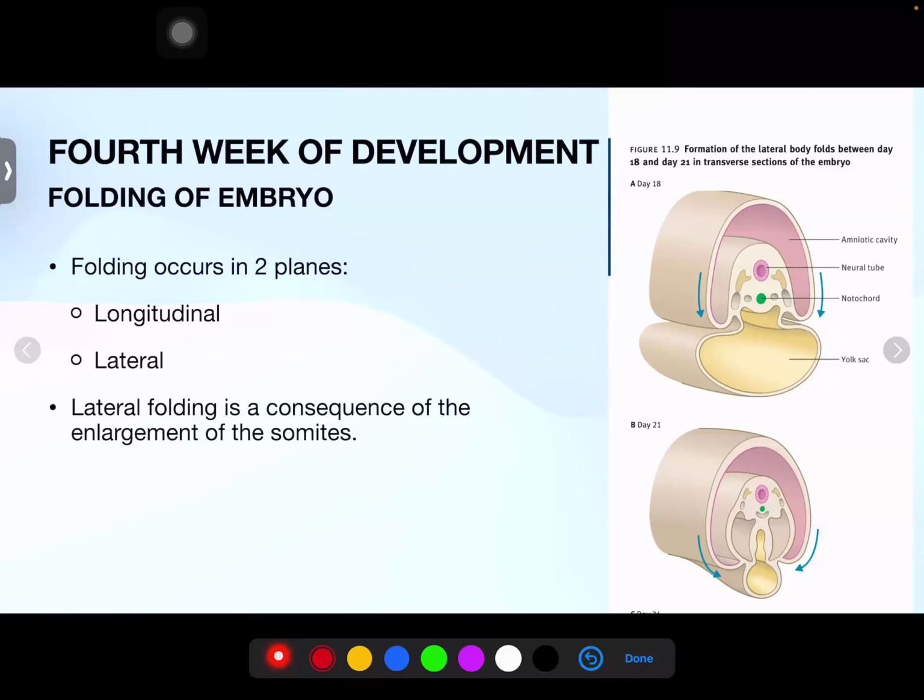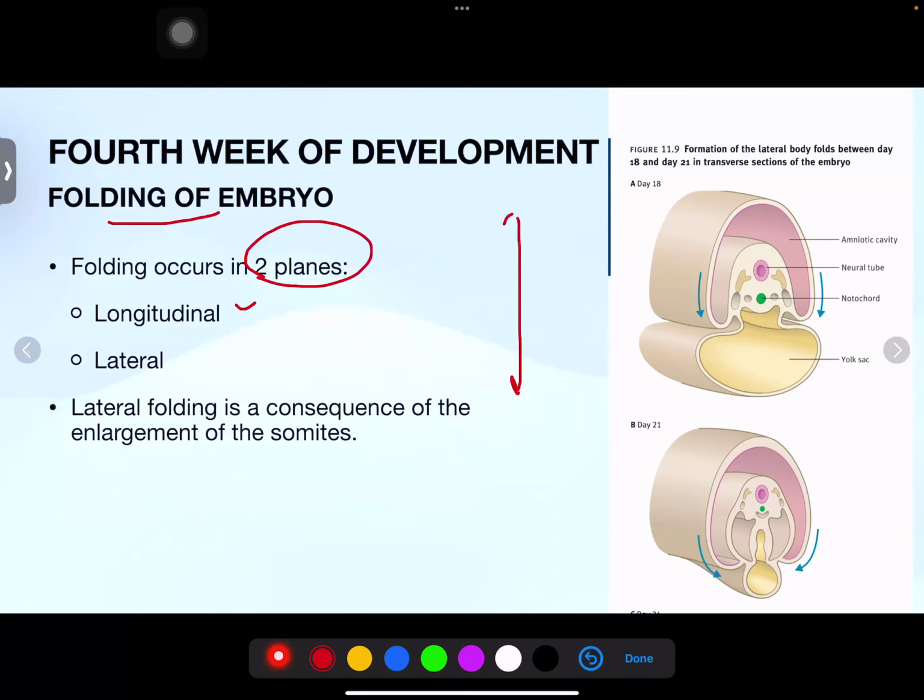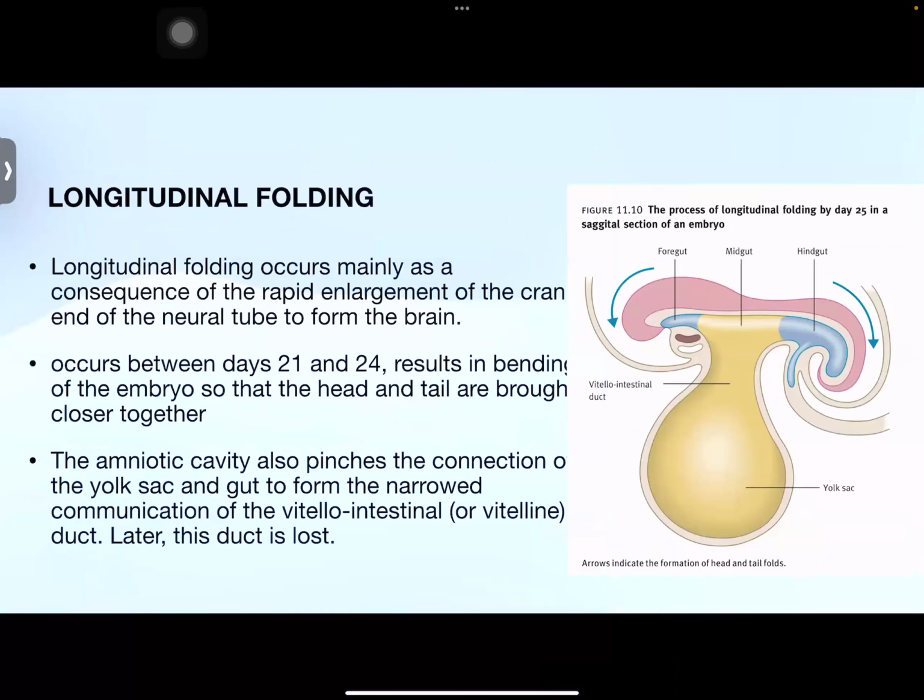In the fourth week, it would be the folding of the embryo. So basically, the embryo folds in two planes. One is the longitudinal folding, and the lateral would be the transverse folding. So lateral folding, why does it happen? It happens due to the enlargement of somites. So basically, the paraxial somites actually enlarge, so that's why these fold inside. Okay, so that would be the lateral folding.